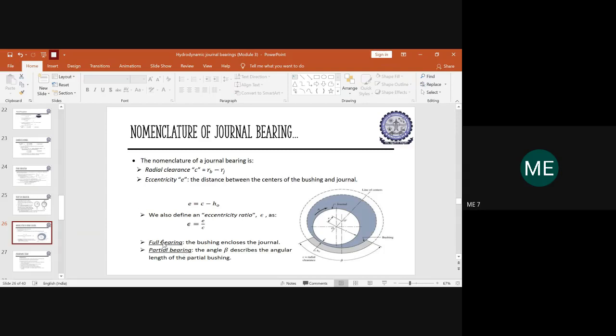It is called a full bearing if the journal is enclosed by the bushes. If it is not enclosed, then it is not called a full bearing. And lastly, what you have to know is the partial bearing. So what is a partial bearing? The angle beta. Here you can see the angle beta, right? From here till here. So what do you mean by it?